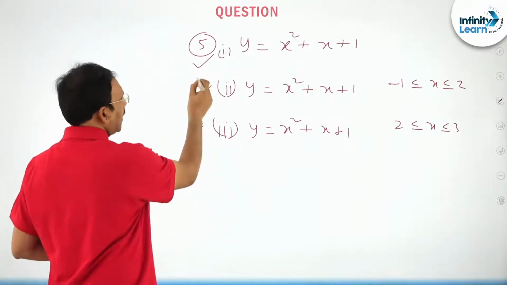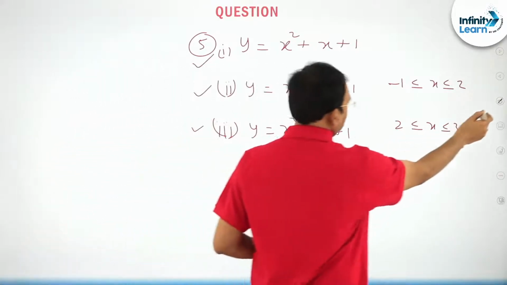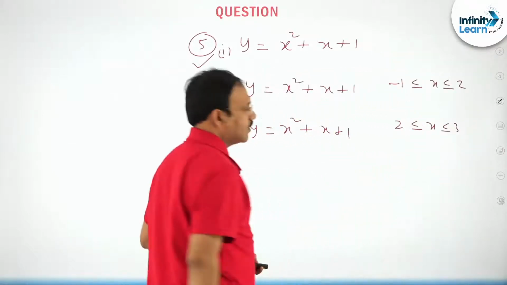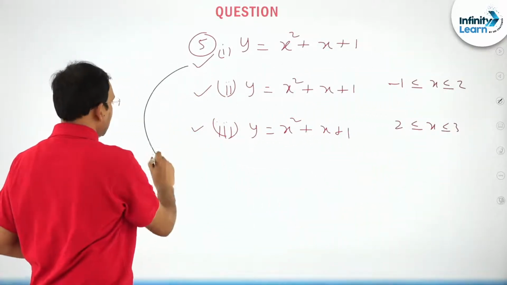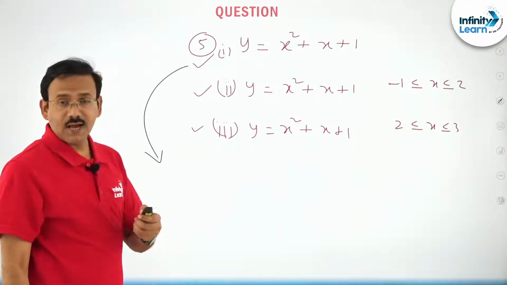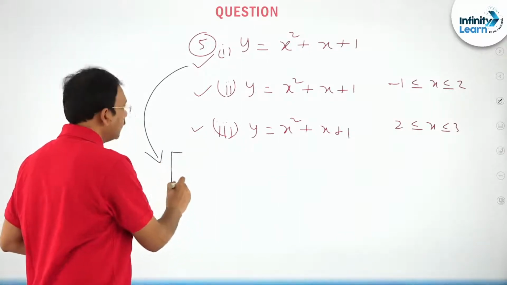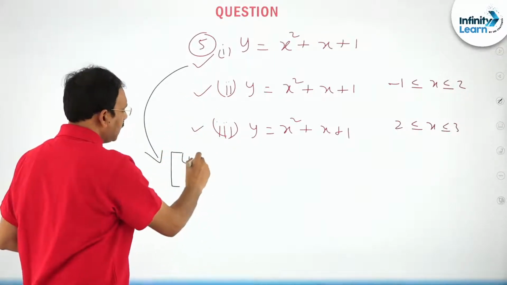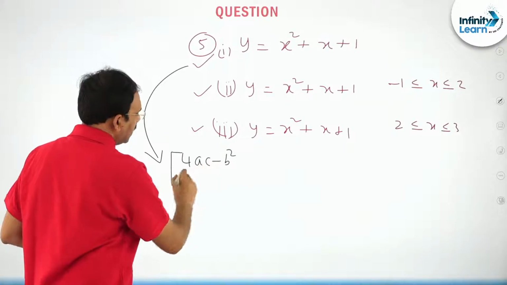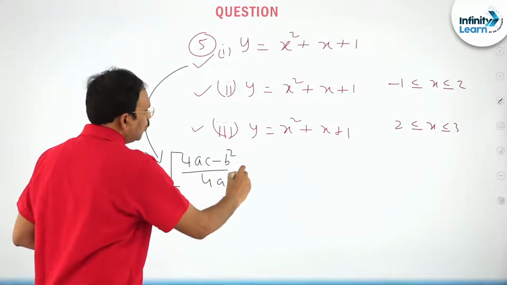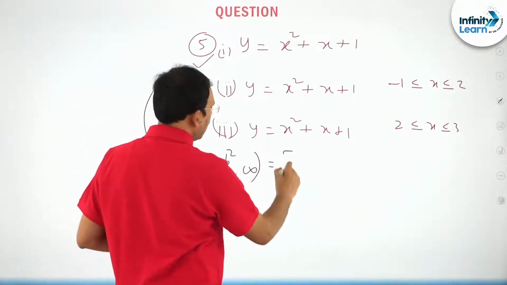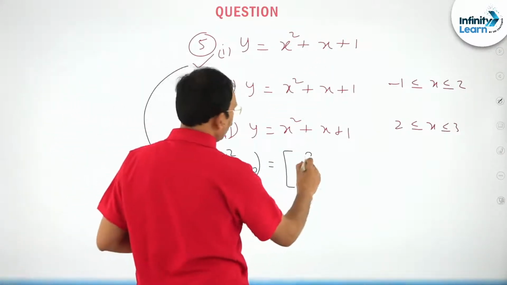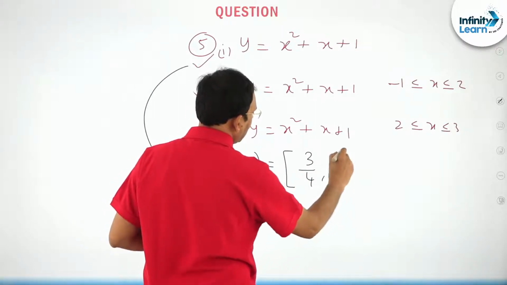You see, the first case is very clear. It's a direct question. The range, it is an upward parabola, with minimum value 4ac minus b square by 4a to infinity. Friends, let me write the formula for your convenience. Which is, if you compute 4ac minus b square by 4a, 3 by 4 to infinity, this is the range.